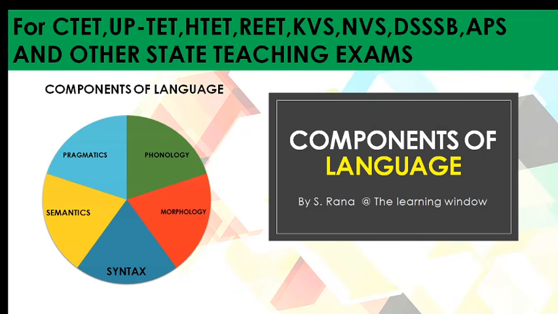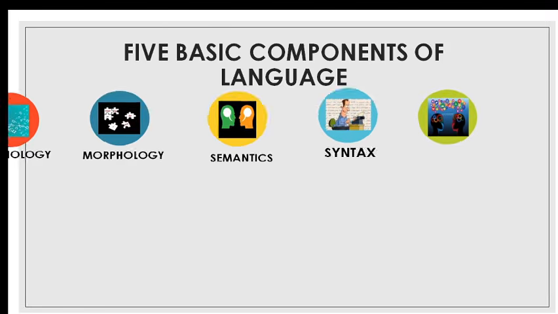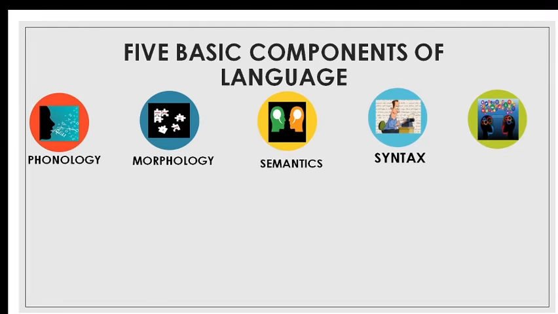So today we are going to discuss the important topic of your English language section in your CTET, HTET, or your UPTET, REET exams, KVS, NVS, including your DSSSB and other state teaching exams. So today we are going to discuss the 5 important components of language. These are: the first one is phonology, second is morphology, third is semantics, fourth is syntax, and fifth is pragmatics.